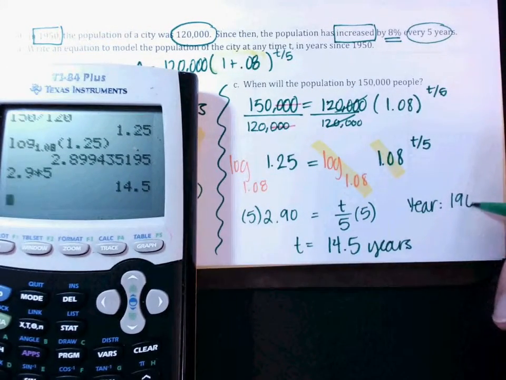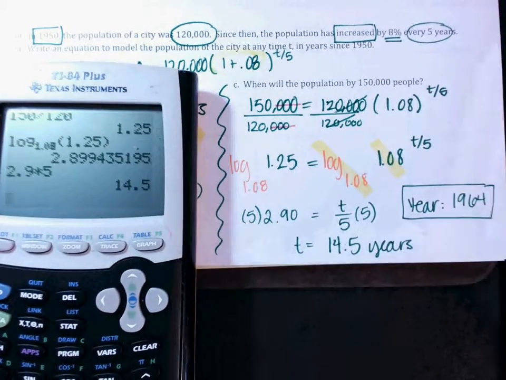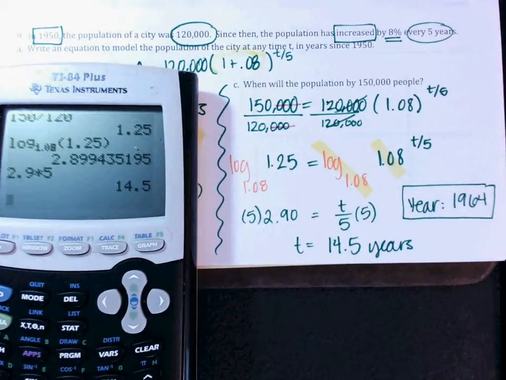1964. Can you sit down, please? I'm finding a calculator. Okay, there's one in the desk on the right side.